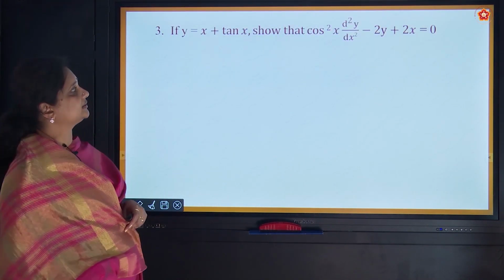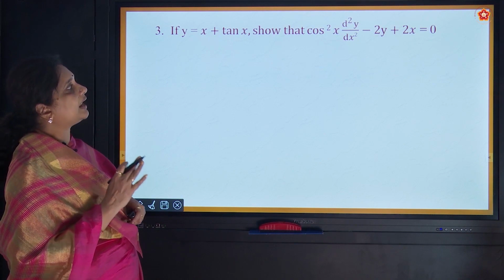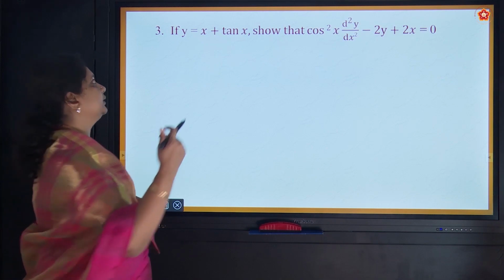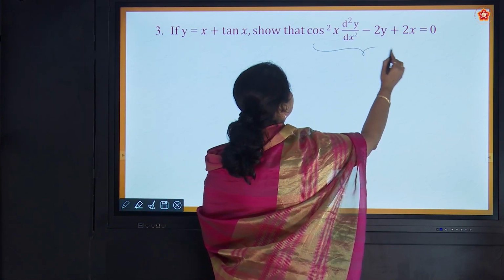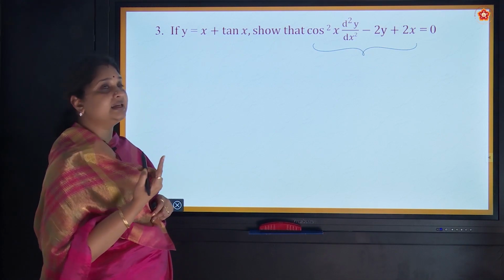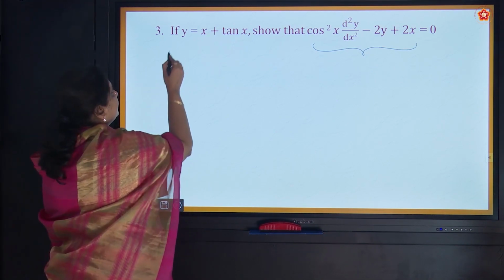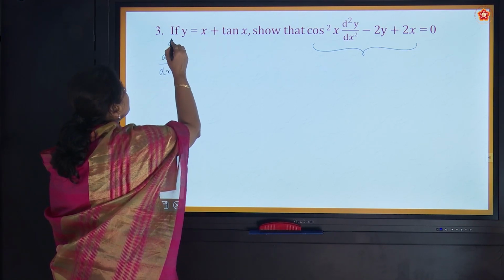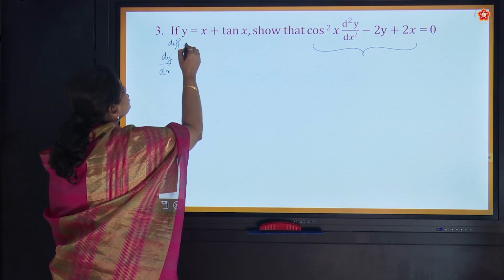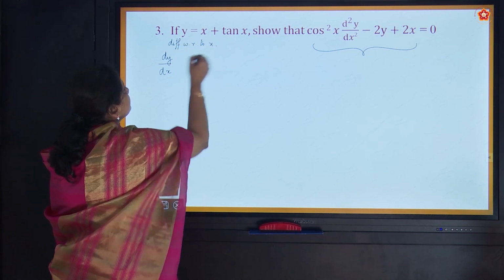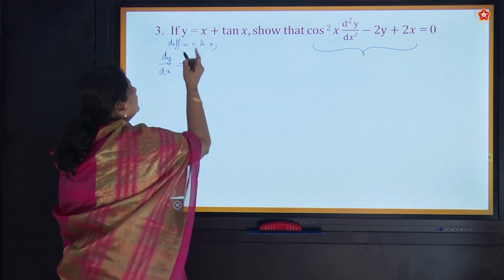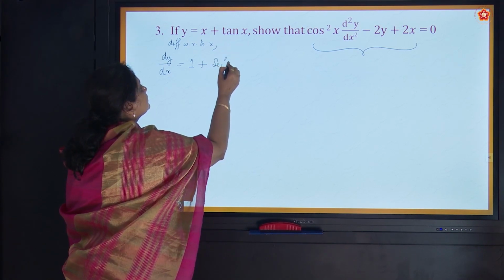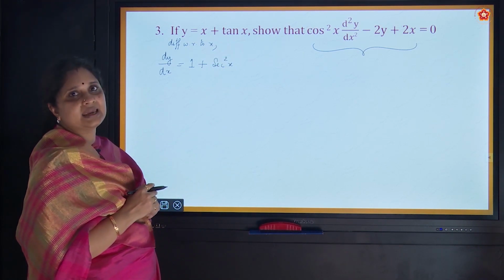Now, moving on to the next question. It says, show that cos square x d square y by dx square plus 2 minus 2y plus 2x is equal to 0. This is what we are supposed to prove. So for this, I need d square y by dx square. Let's quickly try to find that out. For that, I should first differentiate it once. So differentiating the given function with respect to x, dy by dx is equal to x on differentiation gives me 1, plus tan x on differentiation gives me secant square x. This is my dy by dx.